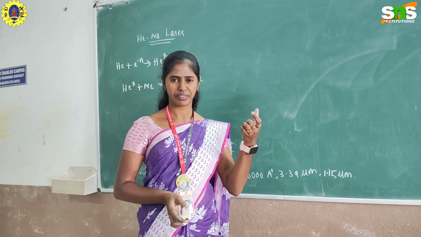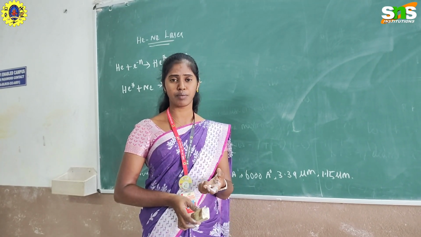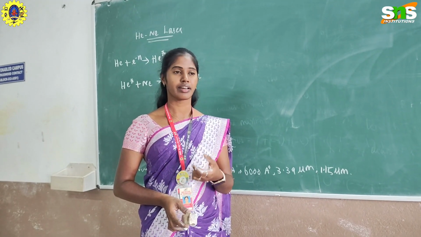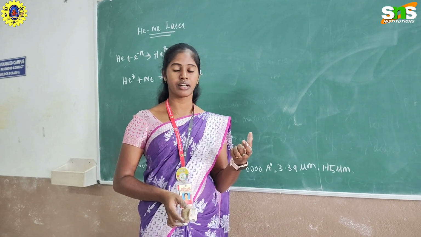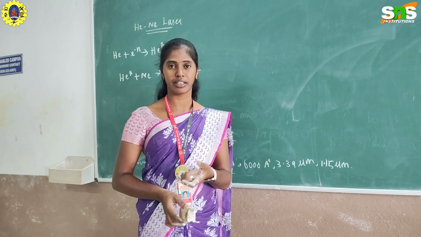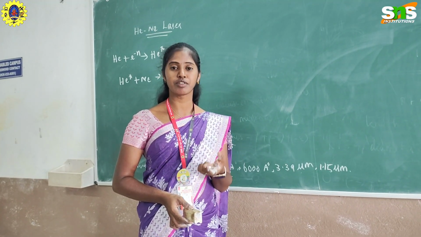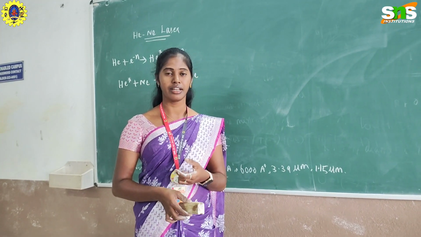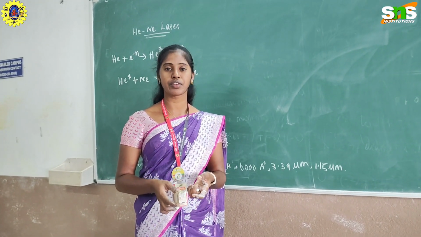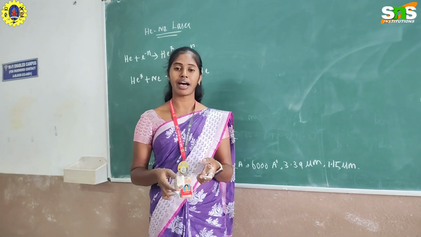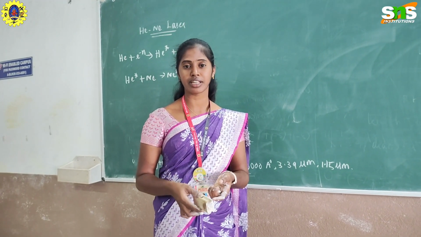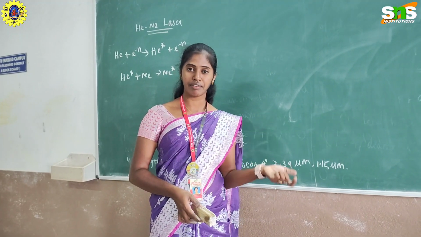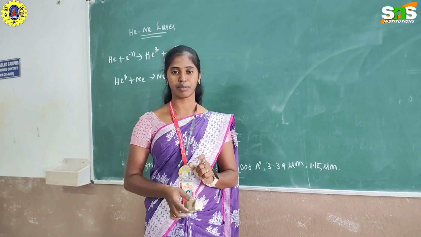In the previous video I explained the construction. The active medium is a quartz tube, with a 10:1 ratio of helium and neon molecules. The pumping method uses inelastic collision, and the pumping source is a radio frequency oscillator, which is used to generate the electrons. The third one is the optical resonator. Here we have two concave mirrors used for the optical resonator, one fully reflecting mirror and another partially reflecting mirror.